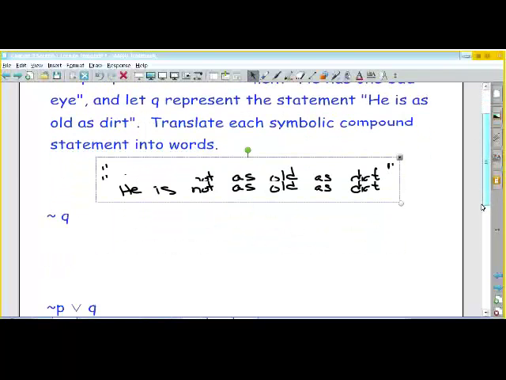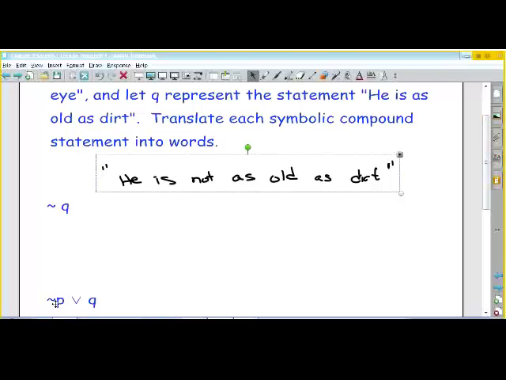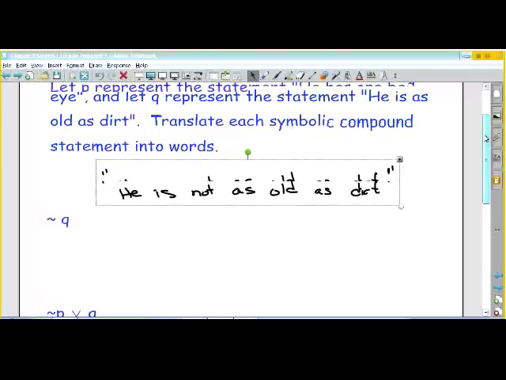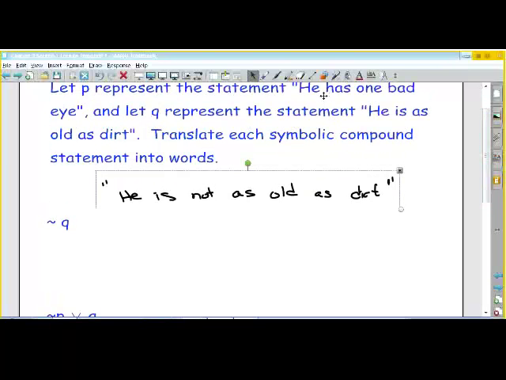The next one. We have a negation of statement P, or statement Q. All we have to do is go back up to the two statements. So we're going to write the negation of statement P, which is he has one bad eye. So the question is, what is the negation of he has one bad eye?